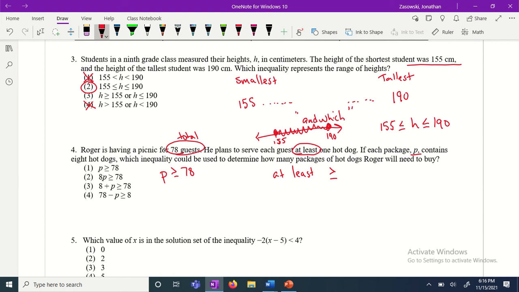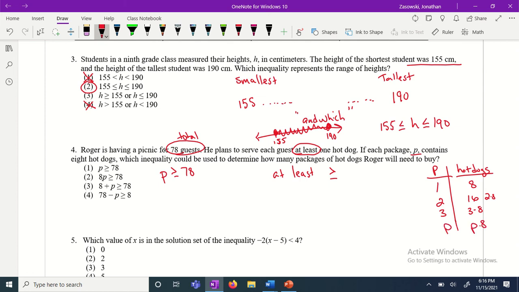Is it 8 times P or 8 plus P or 78 minus P? Which one of these would make sense? Each package contains 8 hot dogs. So for instance, if I bought 2 packages, how many hot dogs would it be? How'd you get that amount? If I have 1 package, that means I have 8. If I have 2, I have 16. 3 is 3 times 8. This is 2 times 8. Can I get the idea here? So if I have P, I have P times 8 hot dogs.